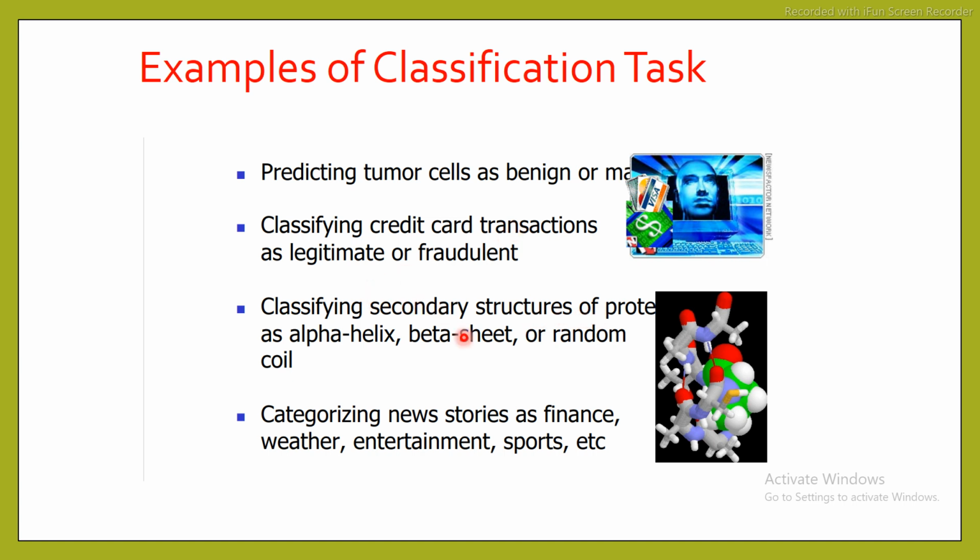Classifying secondary structure of a protein: alpha helix, beta sheet, or random coil. So here there are three classes. So just remember that here the best algorithm would be decision tree because we have three classes.